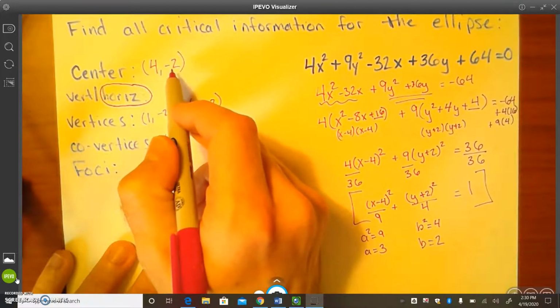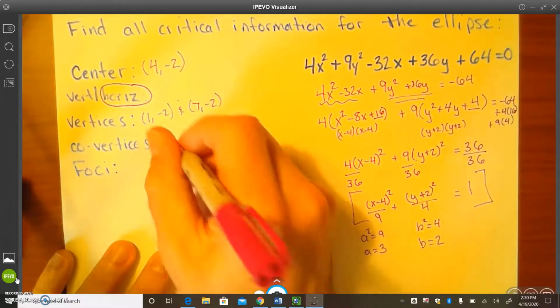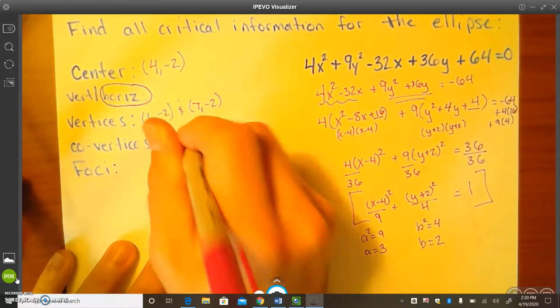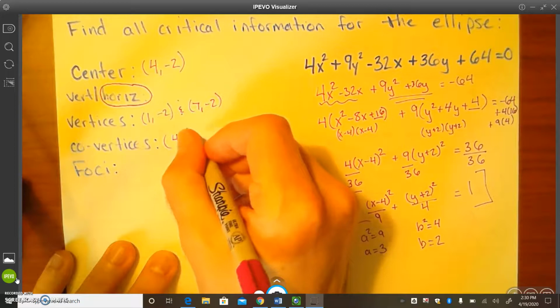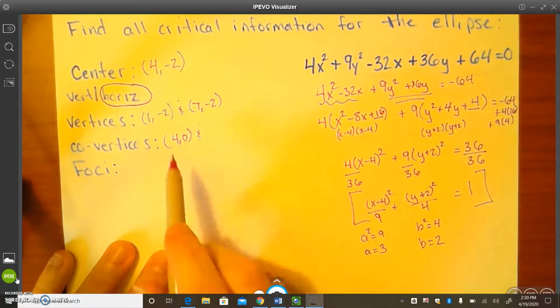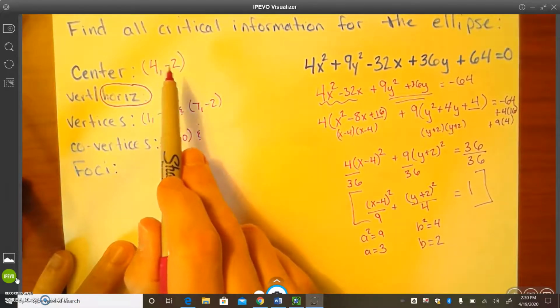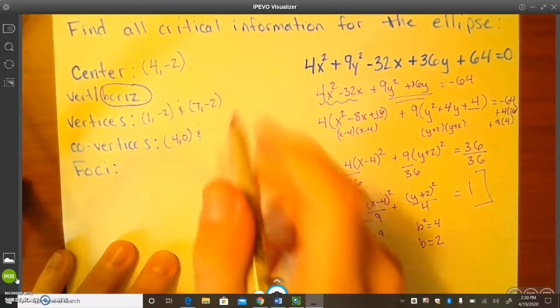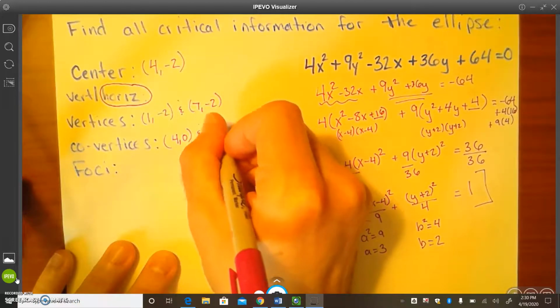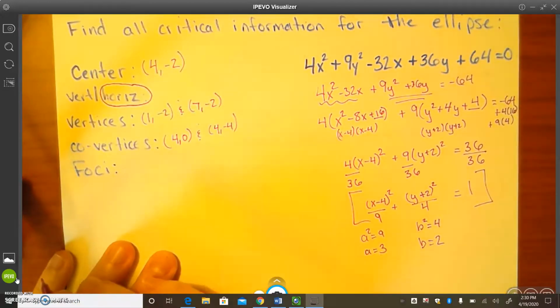So if I go up 2 units here, I'm adding 2 units to the y. I'm going to have 4 comma 0. And the other co-vertex is going to be 2 units down. So I'm going to subtract 2 units from the y coordinate. And I have 4 comma negative 4.